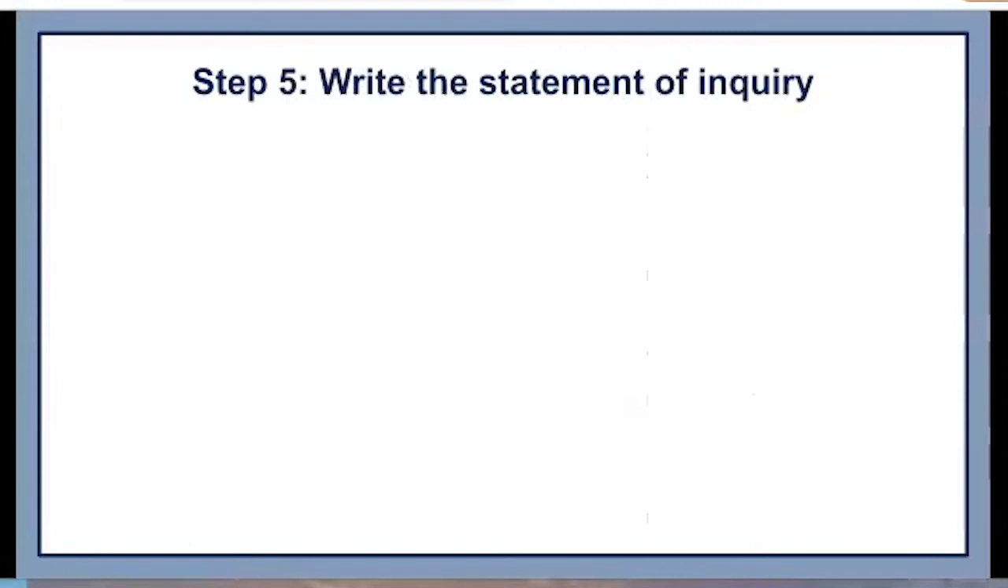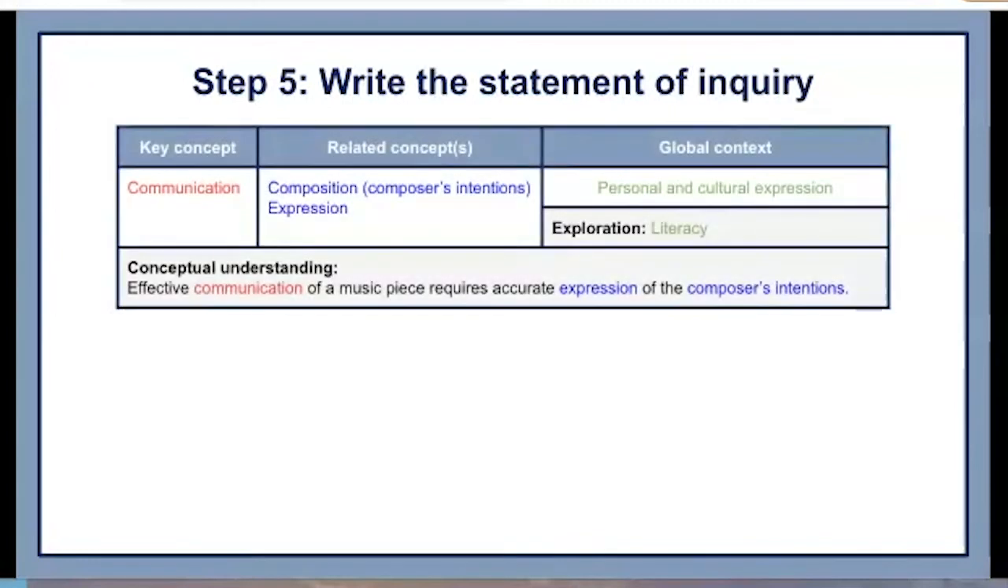So let's try it out. We have the conceptual understanding, and we maybe have picked the global context exploration, literacy. So let's remember the elements that we're working with. We have the key concept, the related concepts, and maybe we're replacing composition with composer's intentions. And we've created the conceptual understanding: effective communication of a music piece requires accurate expression of the composer's intentions. And we have the global context exploration, literacy.